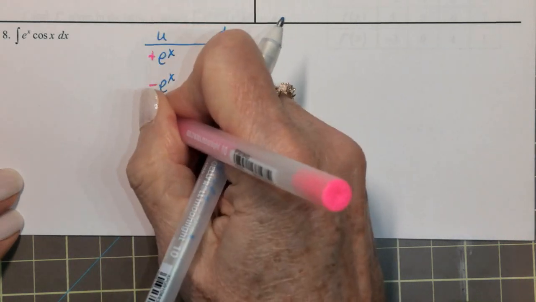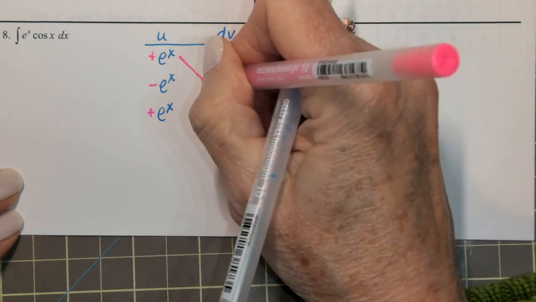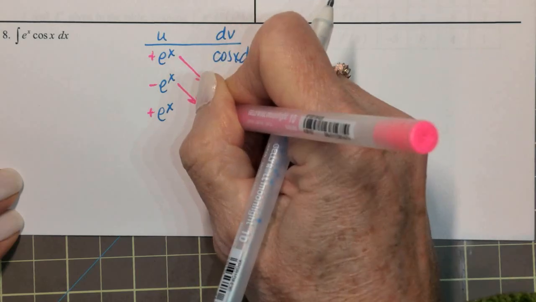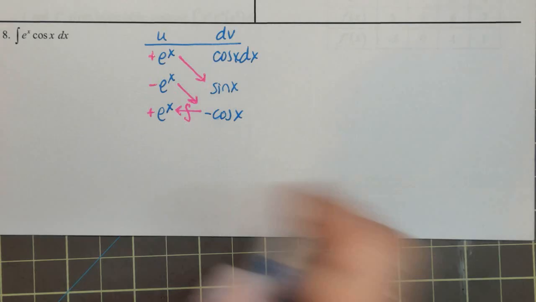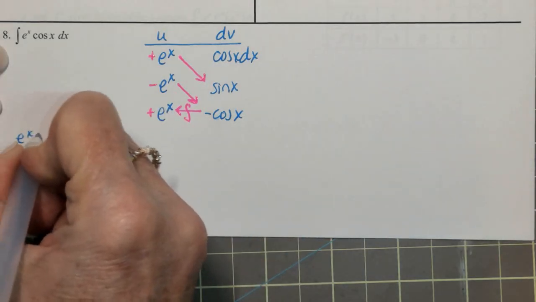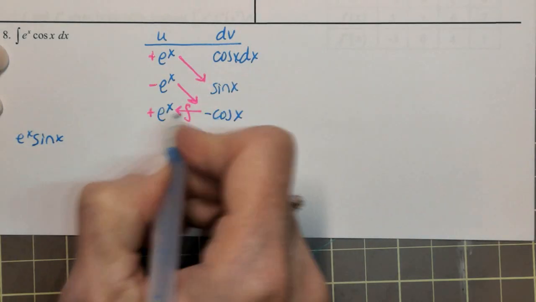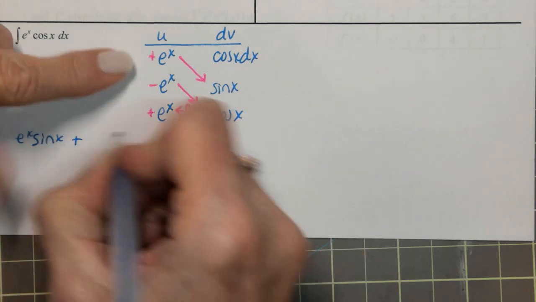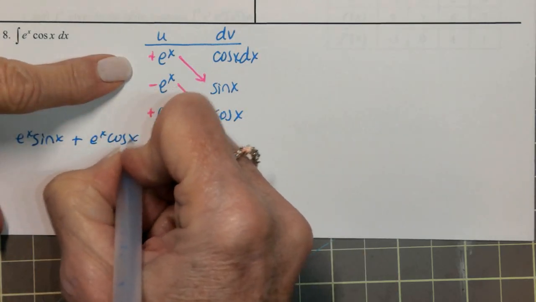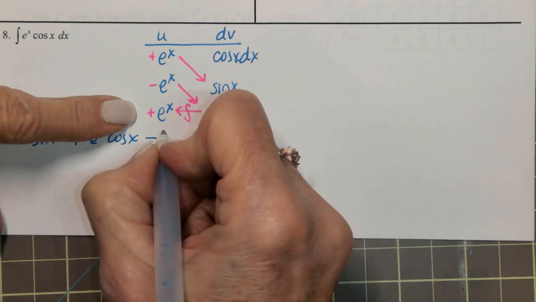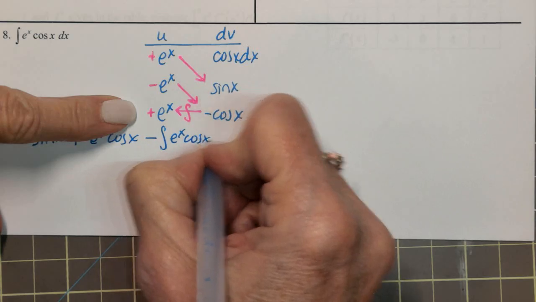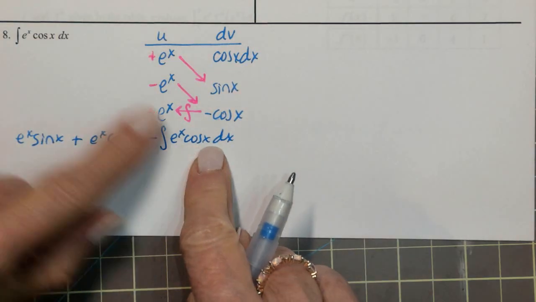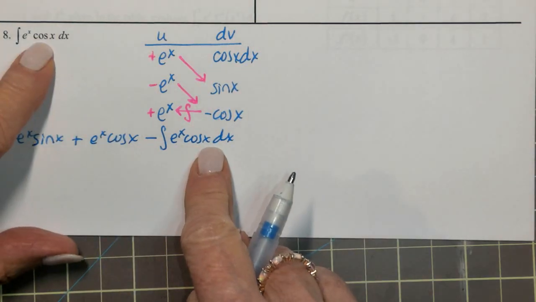Plus, minus, plus. Multiply diagonally, integrate horizontally. So we get e to the x sine x plus e to the x cosine x minus the integral of the product e to the x cosine x. That is what we started with, right? That's what we started with.